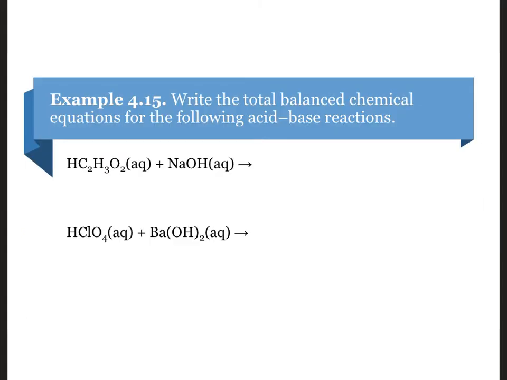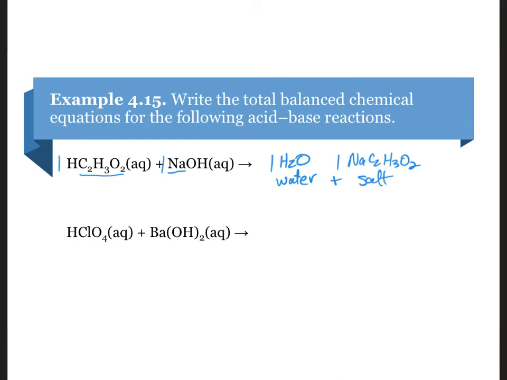In the top example, a weak acid is added to a strong base. What products are formed? When the acidic proton combines with the basic hydroxide to form water, you're left with acetate and sodium. What is the neutral salt formed? Which coefficients are needed to balance this reaction?